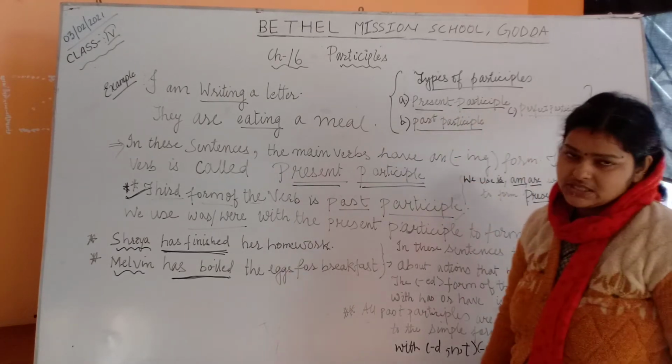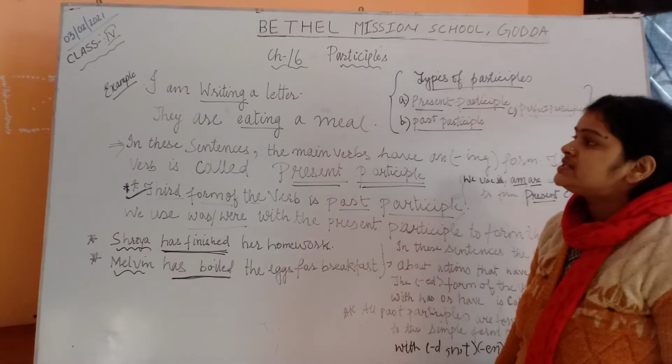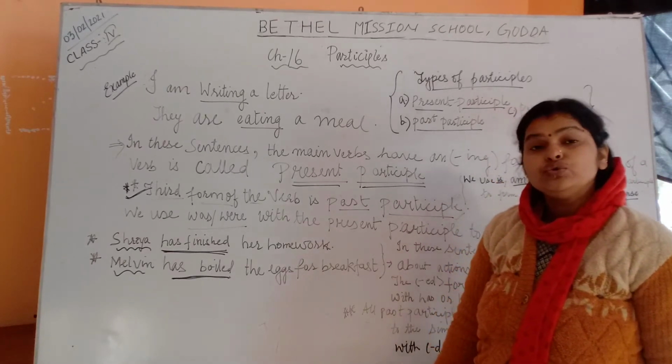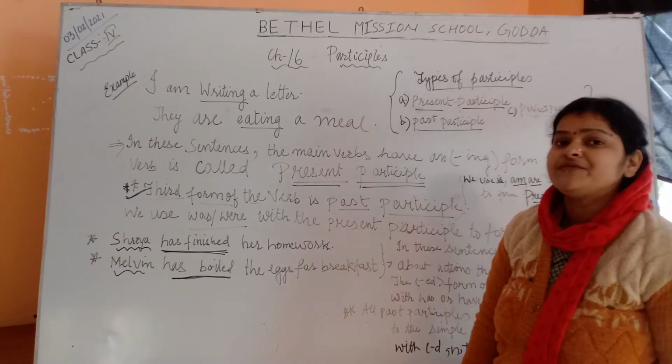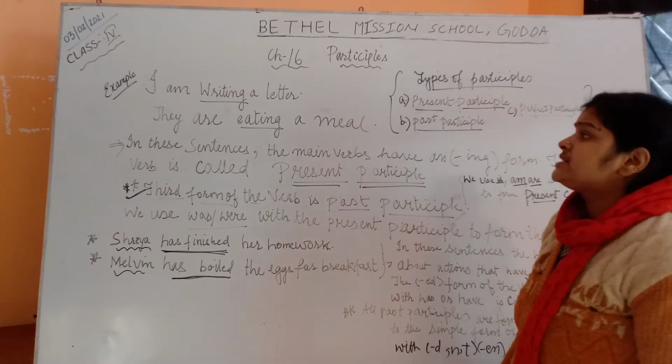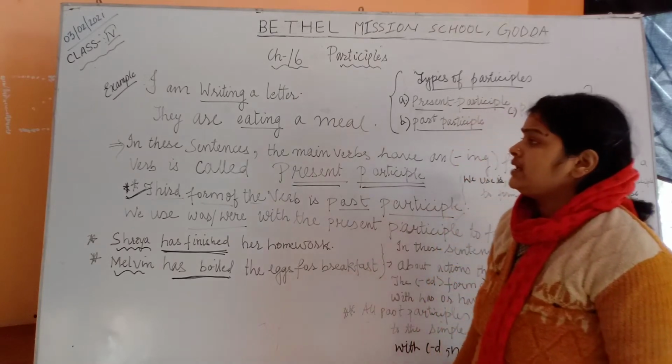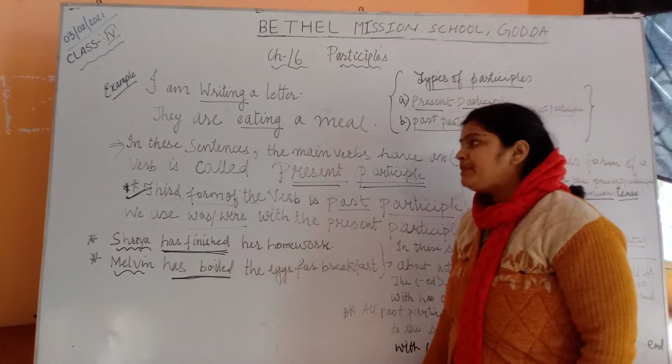There are present participles, past participles and perfect participles. Okay, so let's take one example to show how to use the present, the past and the types of participles in different sentences. First example is: I am writing a letter and they are eating a meal.